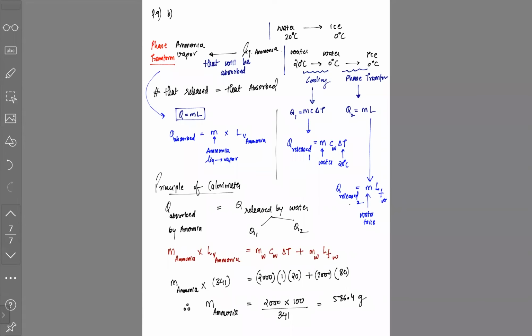Now beta, let's say water was not at 20 degrees Celsius, water was at 0 degrees Celsius. So in that case, water will not cool, water will get transformed into ice. Then Q is equal to ml. But in this case, water is at 20 degrees Celsius. So first water will cool, then it will get transformed. Does that answer your question?